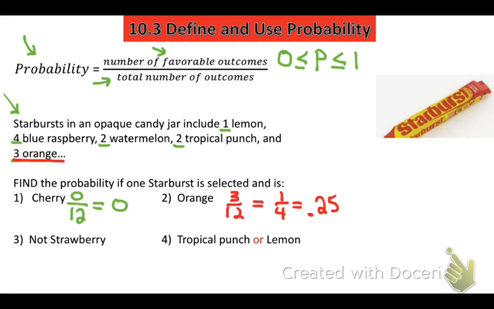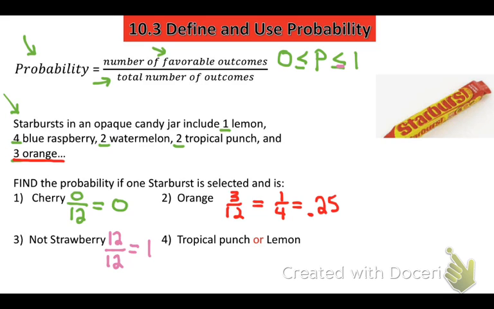The next one we're looking at is not strawberry. So not strawberry means we don't have any strawberry. So anything we choose is not going to be strawberry. So that's going to be 12 good choices over 12 total, which equals 1. And remember, it can be less than or equal to 1.